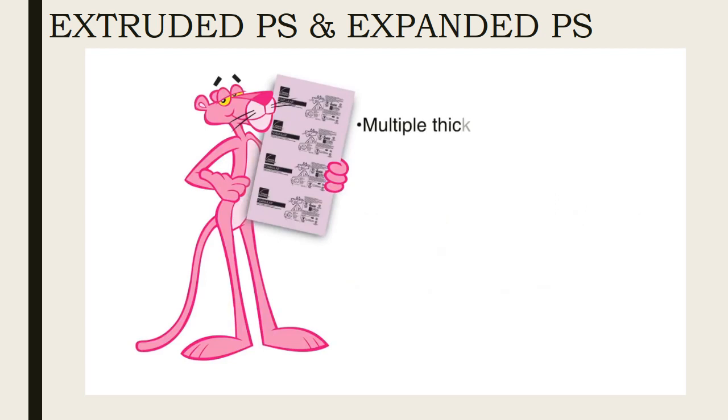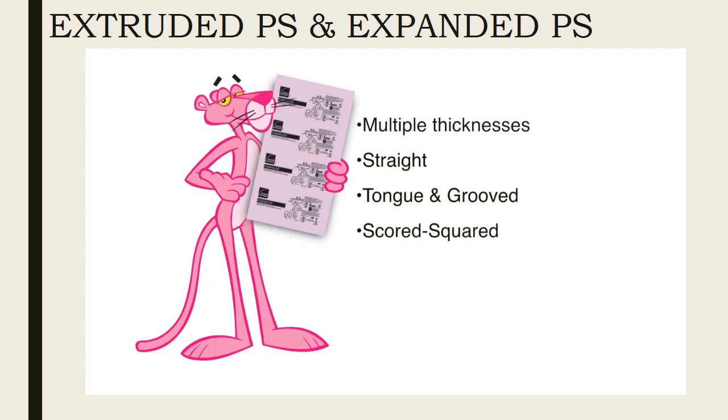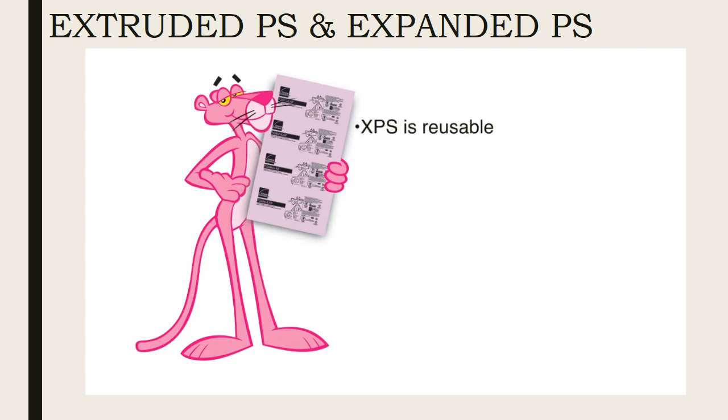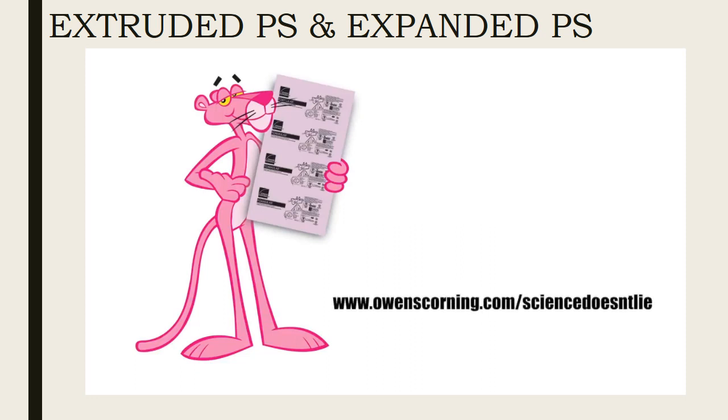XPS is available in multiple thicknesses with straight tongue and groove and scored-squared edging. And it's reusable, and remnants from manufacturing are recycled back into new XPS foam insulation. From wall systems to whole building solutions, work with an industry leader who continues to take the industry forward. Put our experts to work for you.